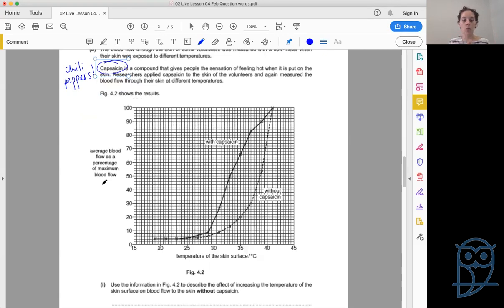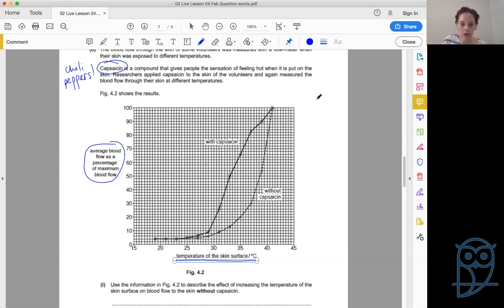Okay, so what is our dependent variable? What is our independent variable? Remember, independent always sits on the bottom. So independent is temperature of the skin surface in degrees C. So what temperature did we expose that skin to, right? Dependent is average blood flow as a percentage of maximum blood flow. So you could have no blood flow, 0%, all the way up to the maximum blood flow of 100%. And this is what we're measuring. And it's dependent because blood flow depends on skin temperature.